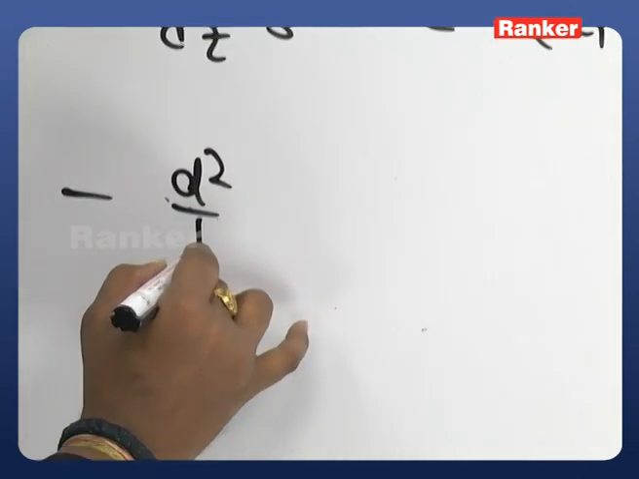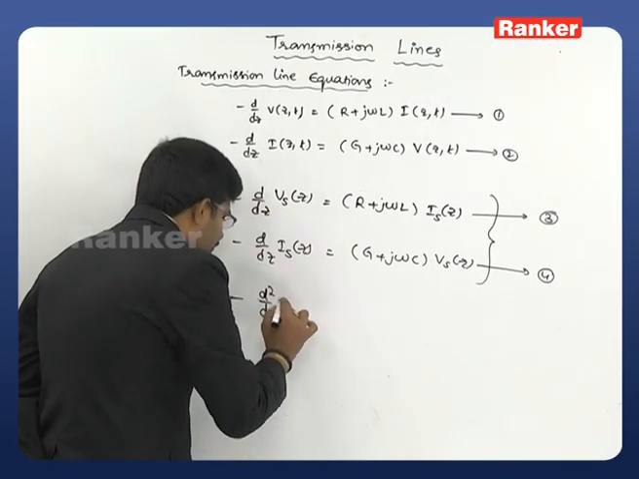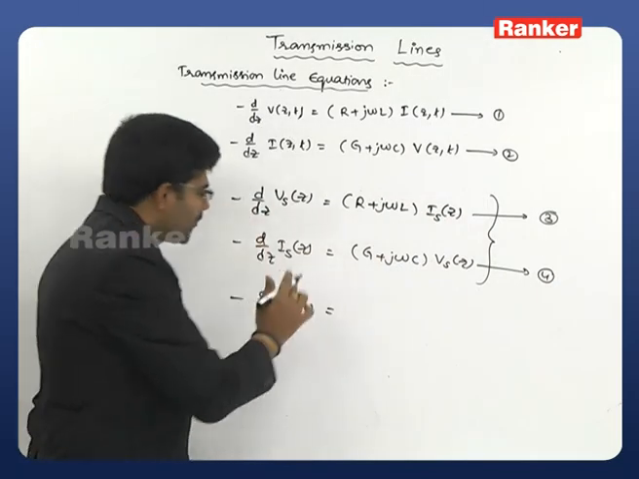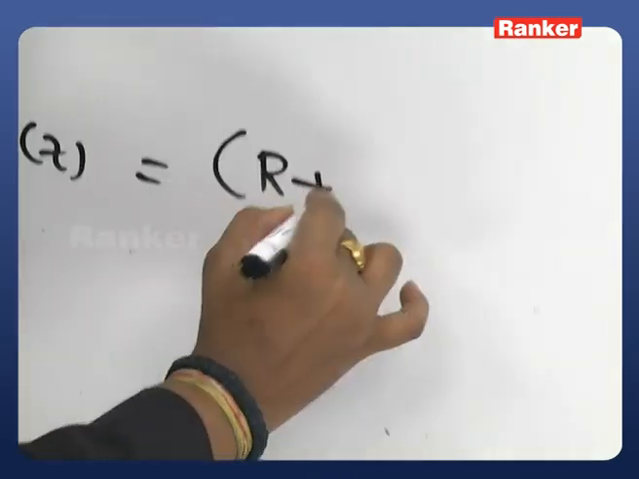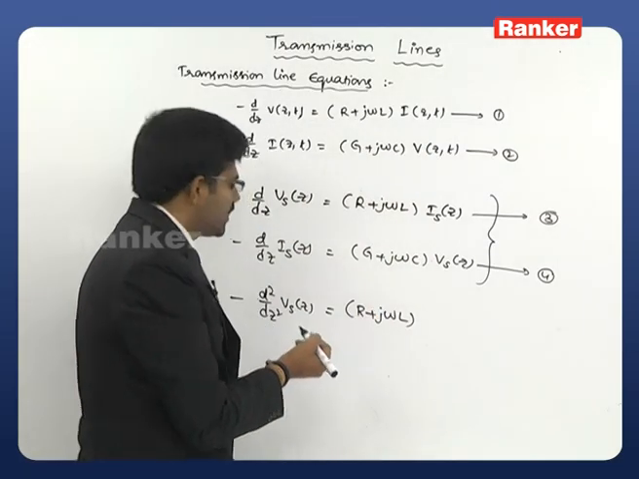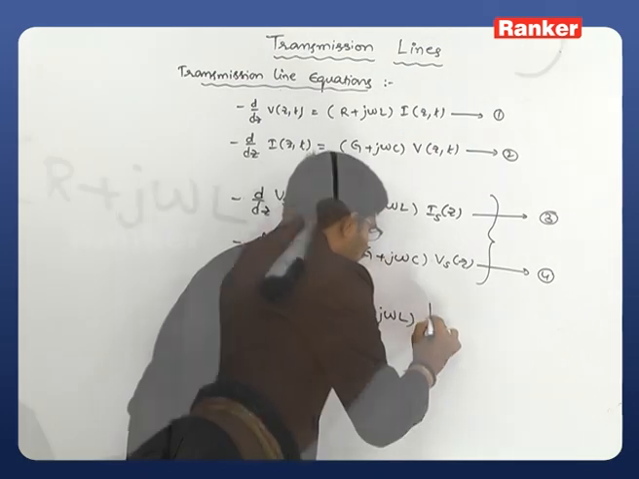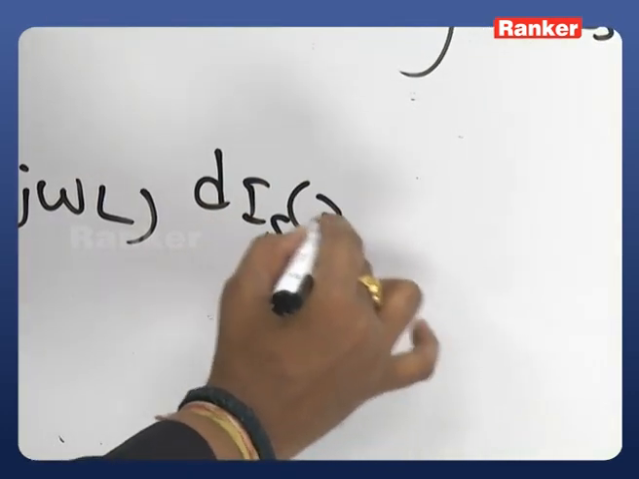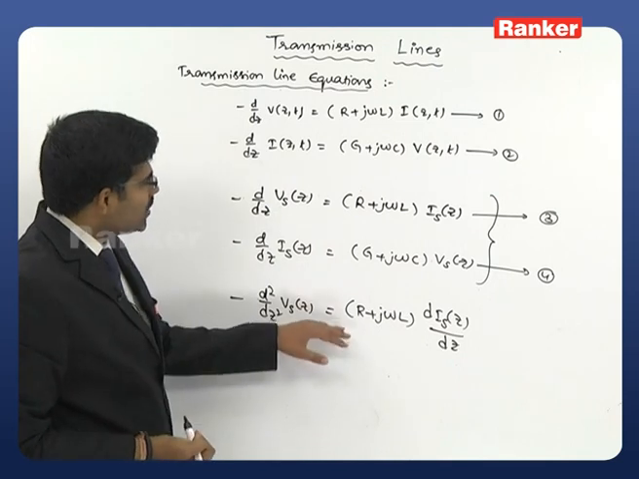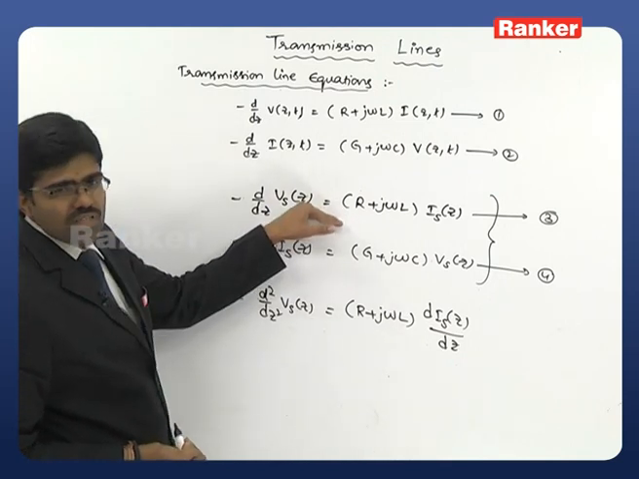This is d²Vs(z)/dz² on the left-hand side, which equals (R + jωL). Obviously, these are constant terms for a constant frequency. R + jωL, and the right term is dIs(z)/dz. So, to solve these equations, I am differentiating this again.